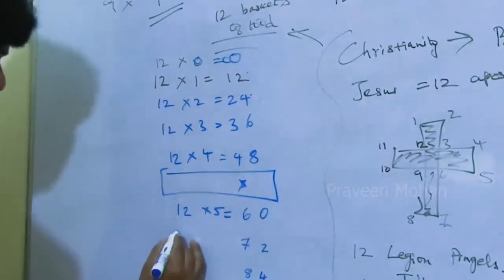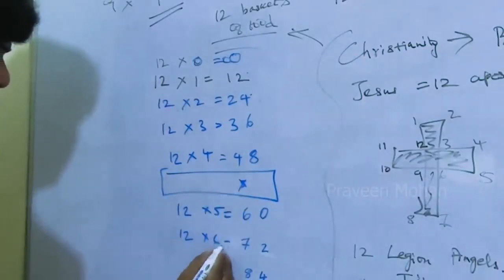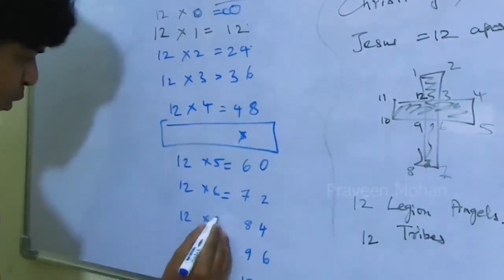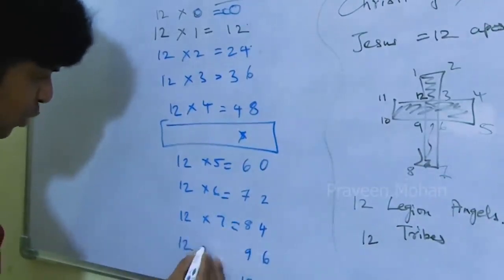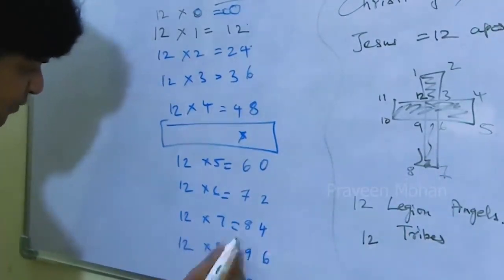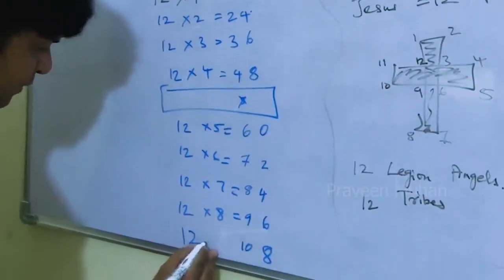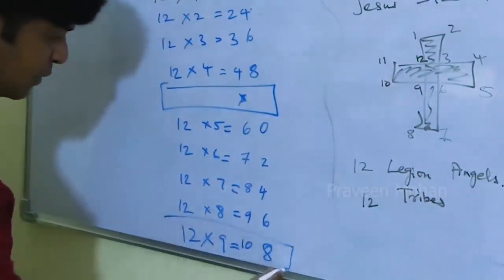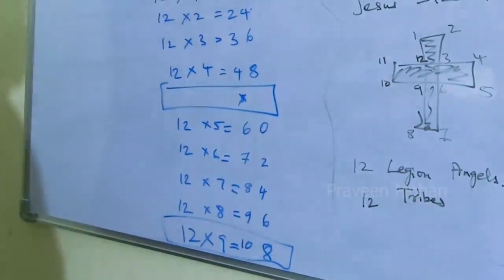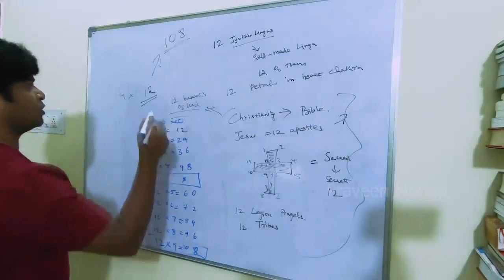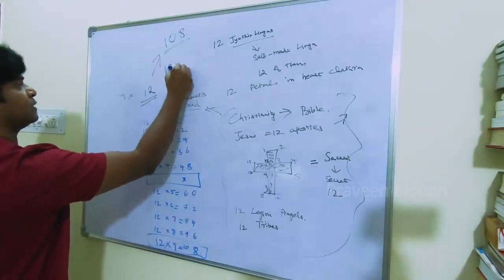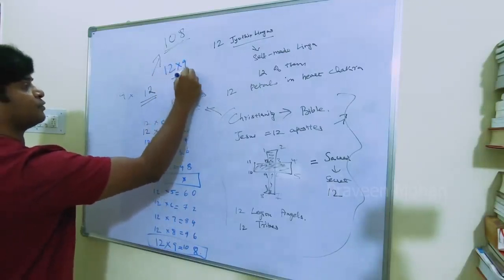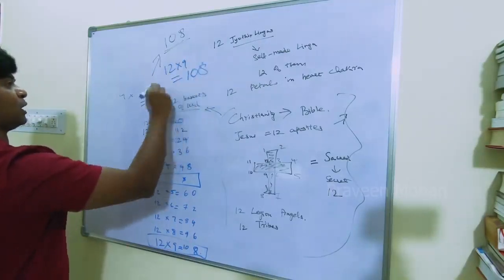12 times 5 is 60. 12 times 6 is 72. 12 times 7 is 84. 12 times 8 is 96. And 12 times 9 is 108. Okay, that's 12 times 9 gives you 108.